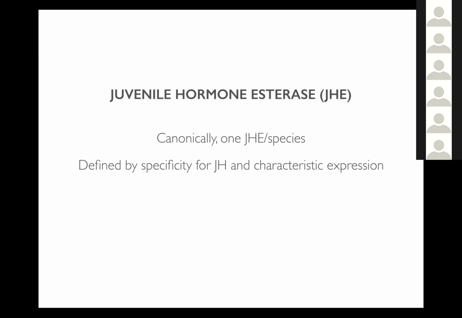In particular, I'm looking at this family of juvenile hormone esterase-like proteins that can break down the juvenile hormone. Just to give you some context, typically we have one of these per species. Even though there are many different enzymes that do things like this, there's usually only one special one that actually does the breaking down of the hormone. This is defined by its specificity for that hormone and also its expression pattern, which is where you find it in the organism.